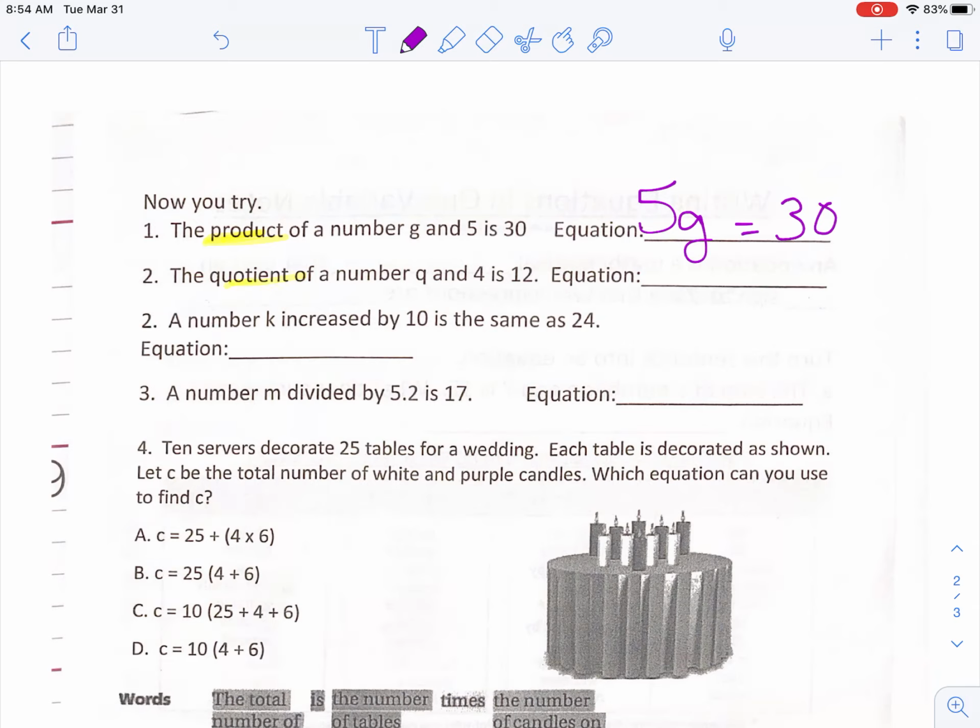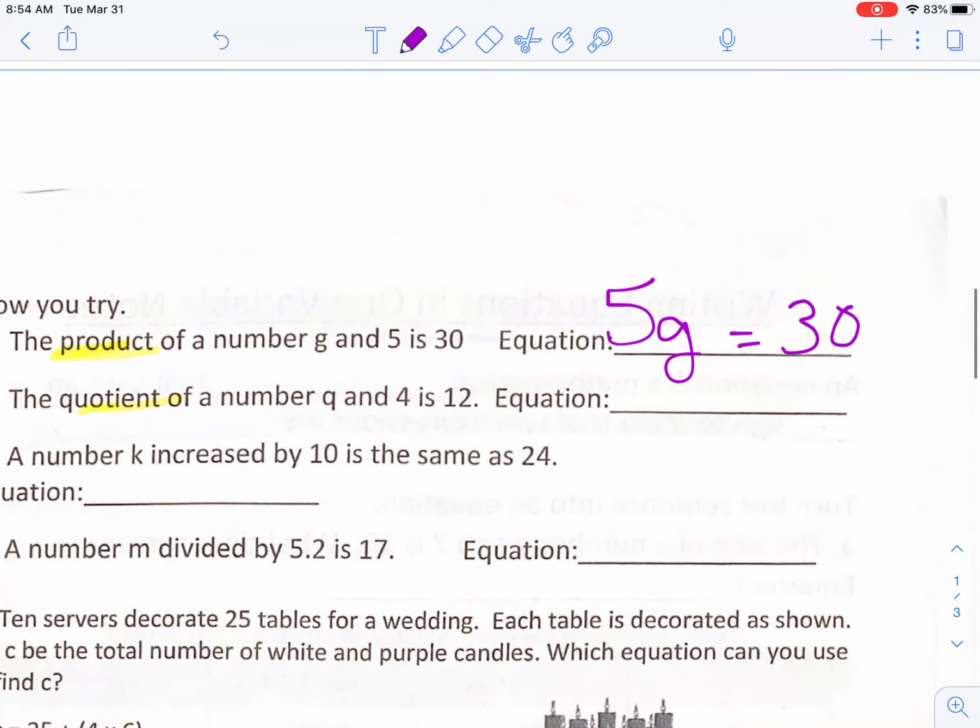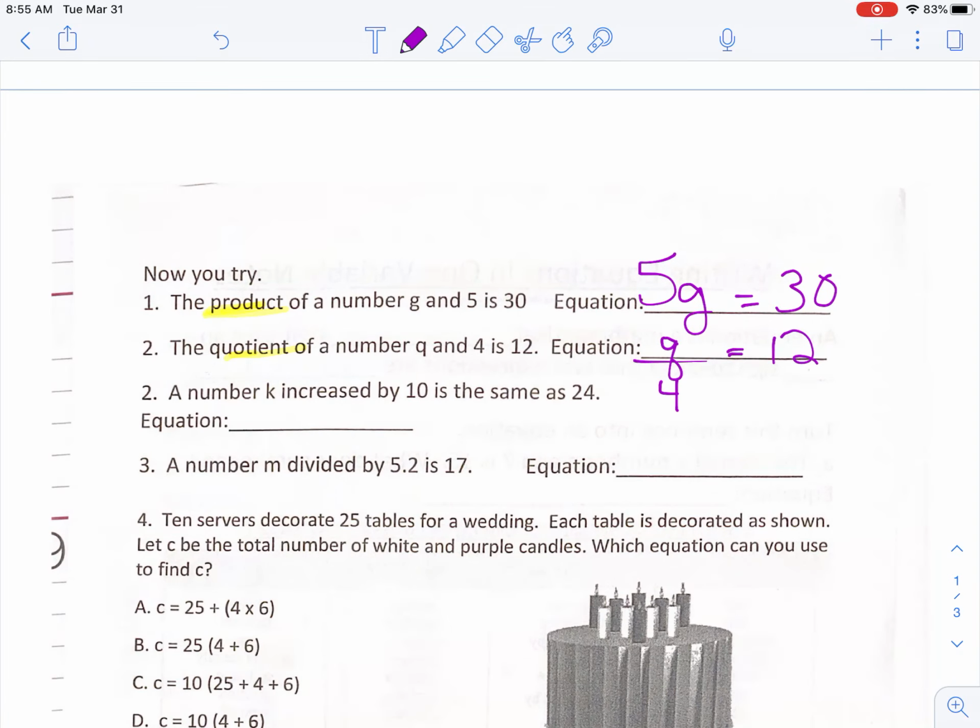The next one, quotient, means division. The quotient of a number Q and 4. It says Q first, so we're going to write Q first. So Q divided by 4 is 12. My Q kind of looks like an A.